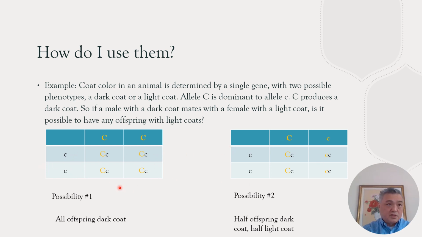You go through the crosses. An example here, if the father only has big C alleles, all the offspring are going to be heterozygous, big C, little c, and since big C is dominant to little c, all the offspring will have a dark coat.